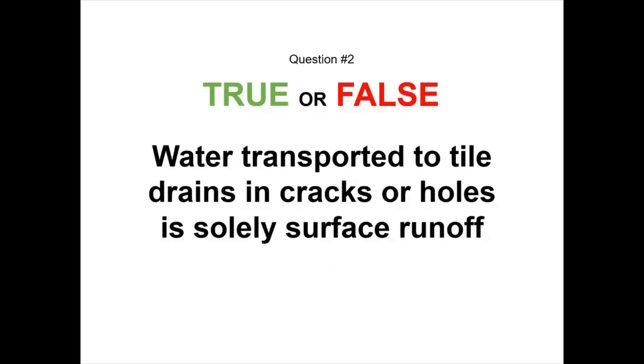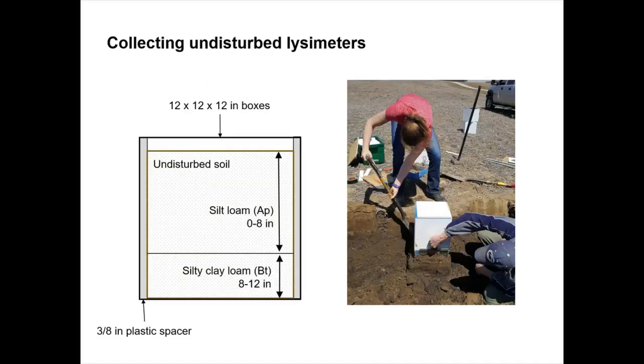The second question I have: water transported to tile drains in cracks or wormholes is solely surface runoff. We usually think about preferential flow as a heavy rainfall event, where runoff water is transported down a crack or a hole to the tile drain. The way we studied this was actually a lab experiment. We went to a field in northeastern Indiana and collected undisturbed lysimeters. A lysimeter is essentially just a box of undisturbed soil.